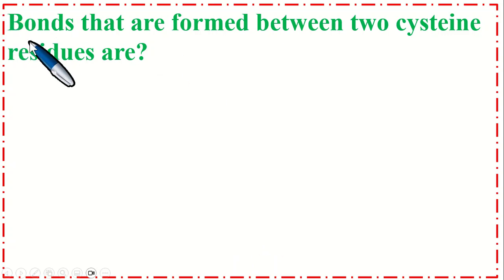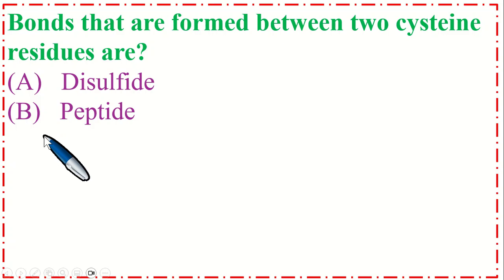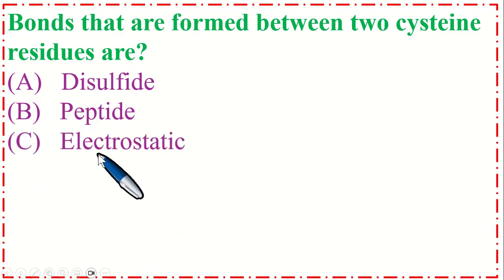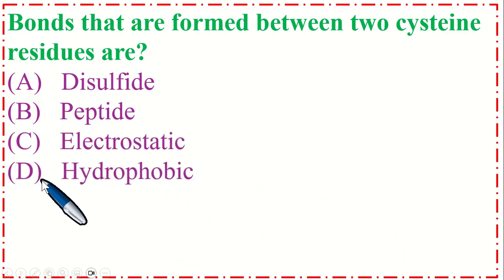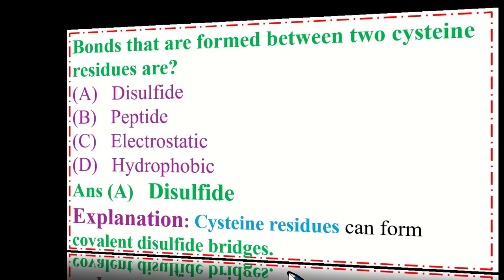So dear students, this is very important MCQs. Bonds that are formed between two cysteine residues are option A, disulfide, B, peptide, C, electrostatic, and option D, hydrophobic. So the correct option is A, disulfide. Cysteine residues can form covalent disulfide bridges.